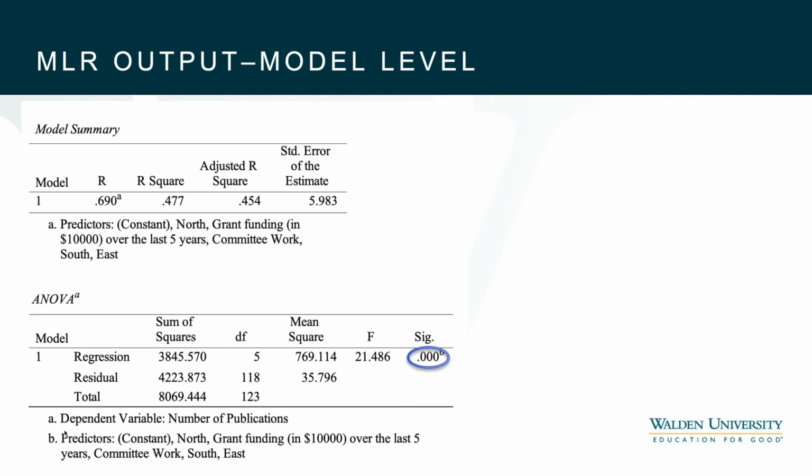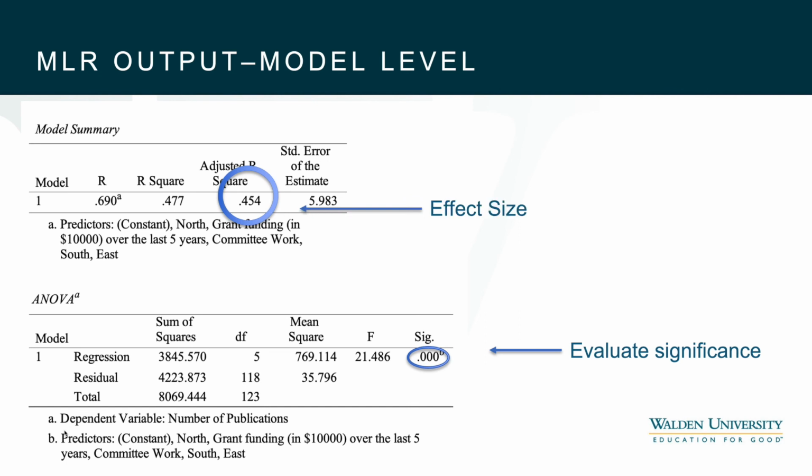This model is significant, p smaller than 0.001. That is paired with the effect size, adjusted R-square. And of course, you're going to need your degrees of freedom and your F value to write this up in an APA way.